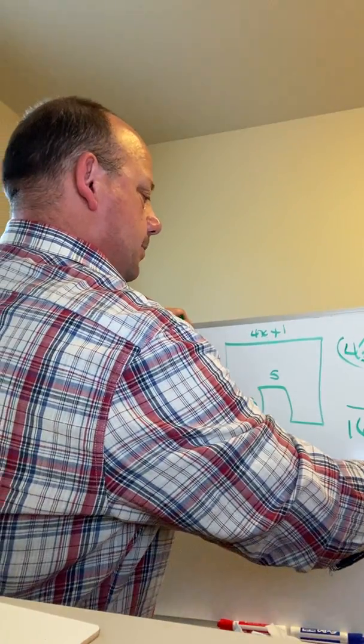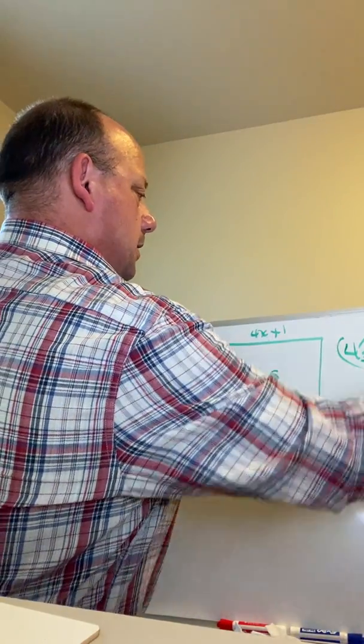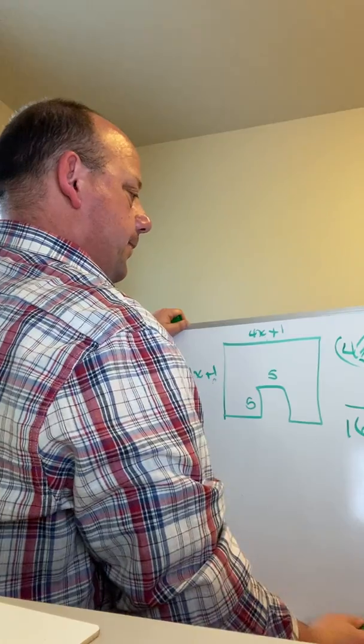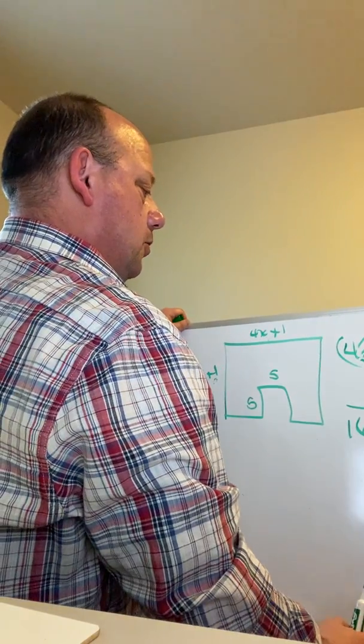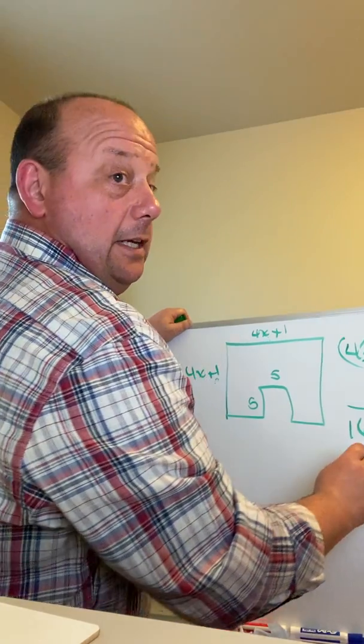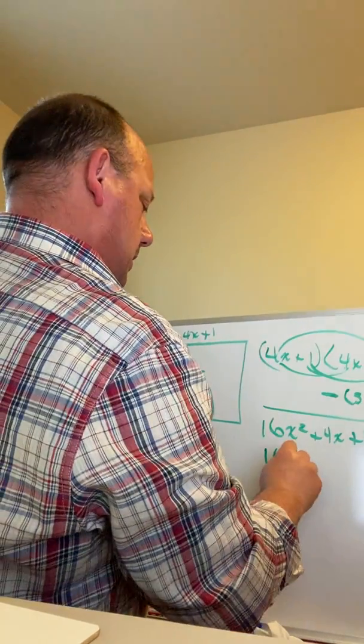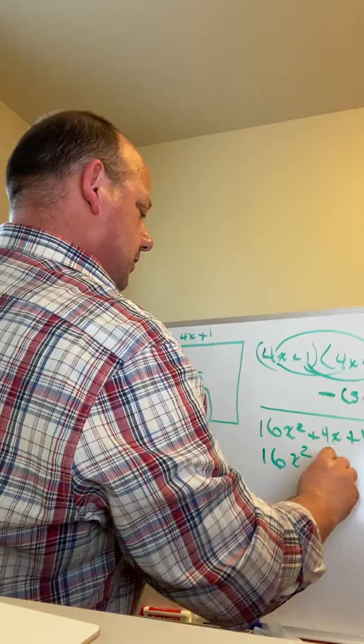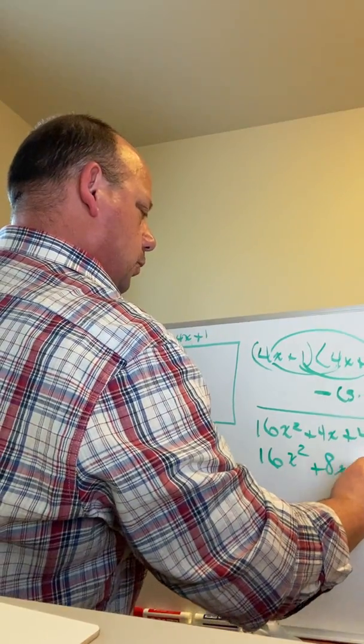Inside is 1 times 4. That's a positive 4x. And 1 times 1 is 1. Combine these two, and it should make 16. Oh, I'm not even on the book screen, am I? 16x to the second plus 8x plus 1.